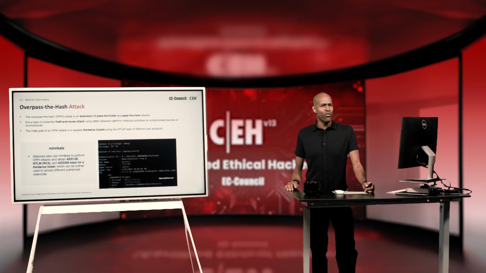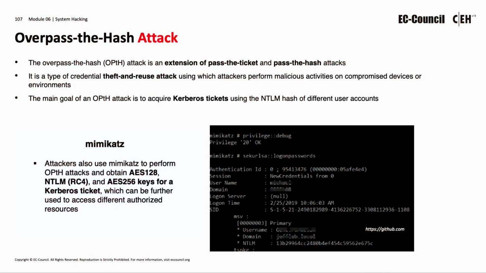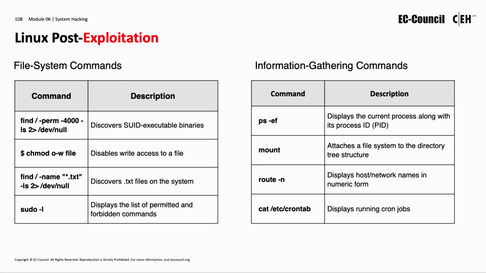Another attack would be overpass the hash. So we've already seen pass the hash attacks. But if you look at this slide here, you'll see that overpass the hash is actually pretty interesting. Using Mimikatz, you can get AES 128, NTLM, RC4, or AES 256 keys for a Kerberos ticket. And it shows you an example screenshot of that. But again, you're going to use Mimikatz for this type of attack also.